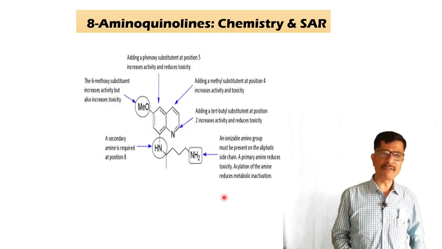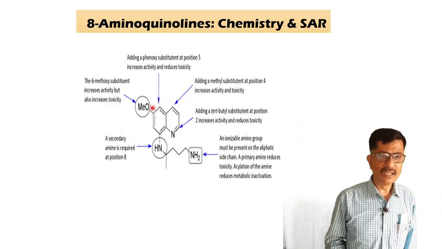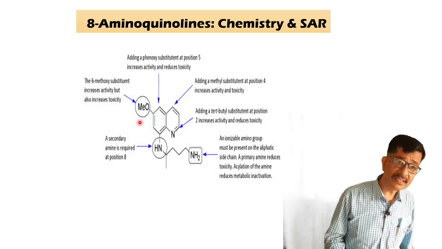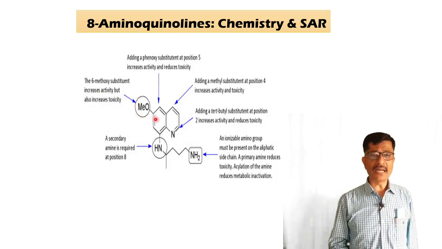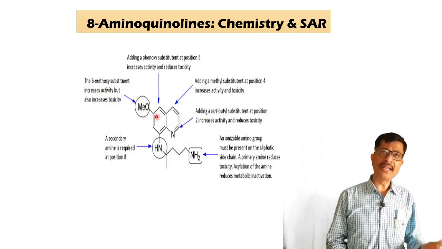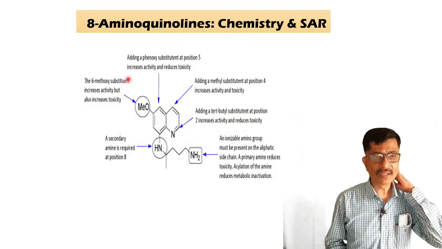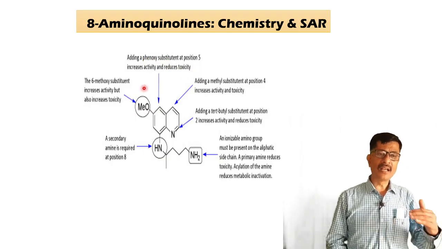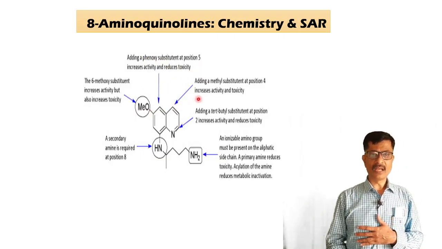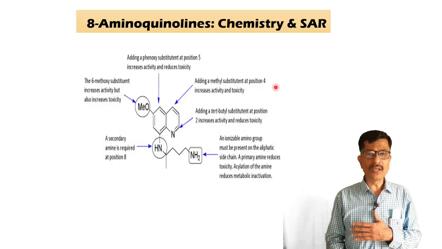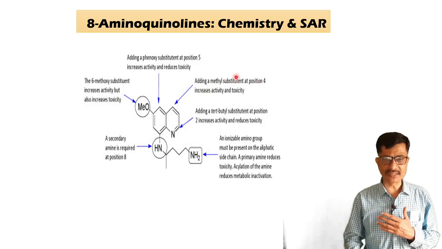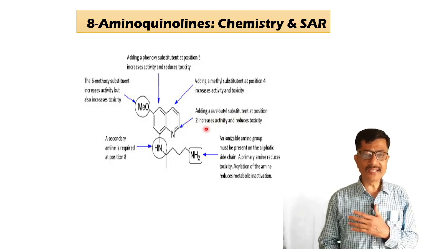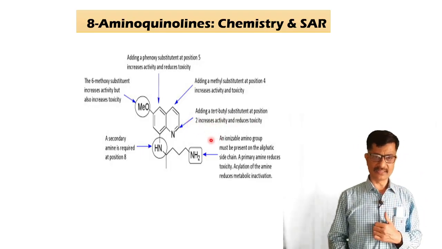8-aminoquinolines. If you look at the structural requirement for its antimalarial effect, a methoxy substituent increases activity, but it also increases toxicity. If we place a methoxy group at the 6th position, though it increases activity, the toxicity also increases. Adding a phenoxy substituent at position 5 increases activity and reduces toxicity. Adding a methyl substituent at position 4 again increases activity as well as toxicity. Adding a tertiary butyl substituent at position 2 increases activity and reduces toxicity.